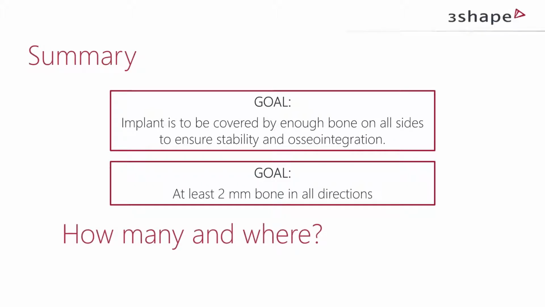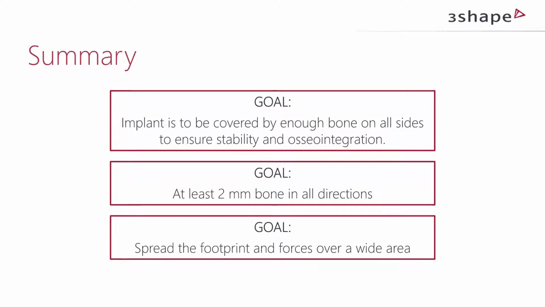The last one was how many implants and where. And there we actually talked about how to place them to distribute the forces, if we should place 4 or 6 or maybe 8 implants, what is best, and if we should have angulated or straight positioned implants. For example, in the lower jaw behind the foramen, should we angulate them posterior or should we just put them in straight, depending on which system we are using. And here again, the important goal was to spread the footprint, so have as wide a footprint as possible, so we can spread the forces over a wide area. So that was the recap from last time.